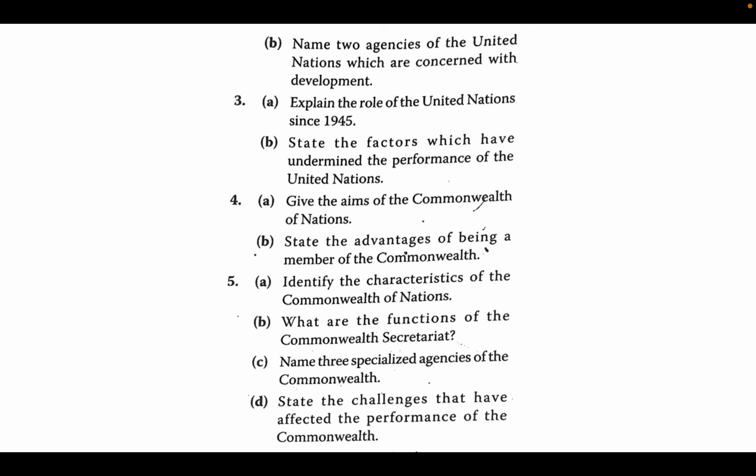5A. Identify the characteristics of the Commonwealth of Nations. 5B. What are the functions of the Commonwealth Secretariat? C. Name the 3 specialized agencies of the Commonwealth. D. State the challenges that have affected the performance of the Commonwealth.